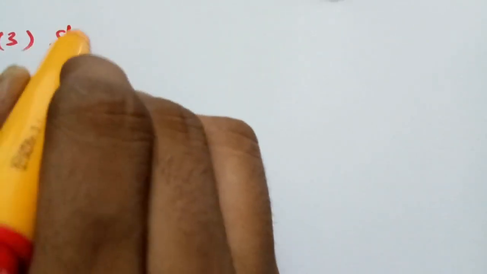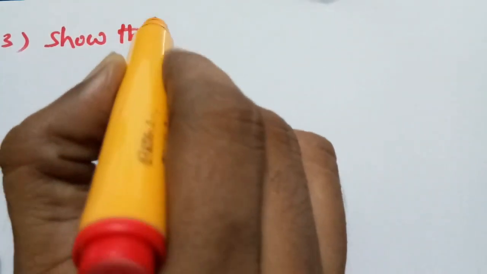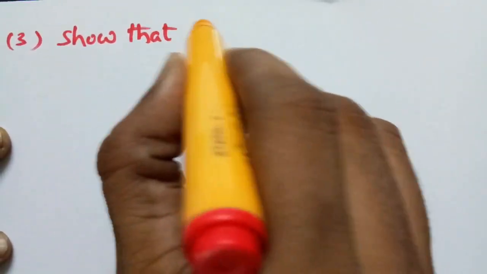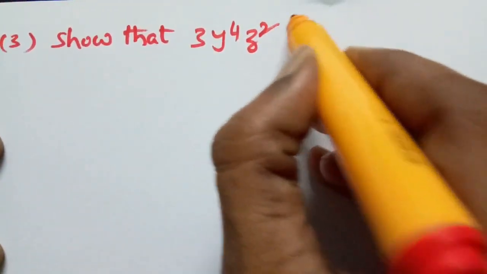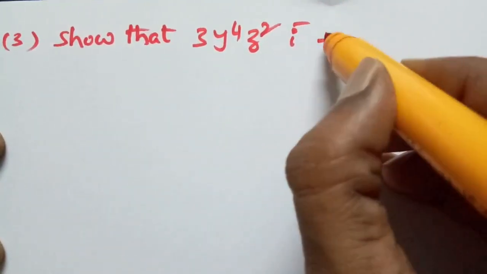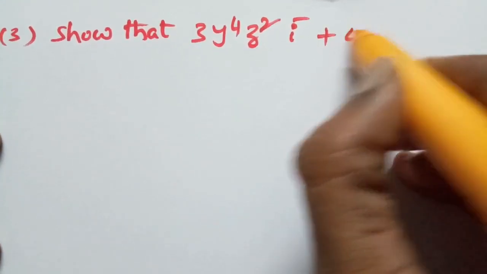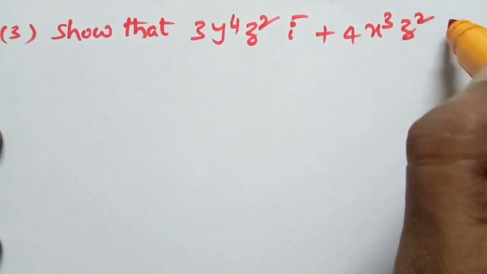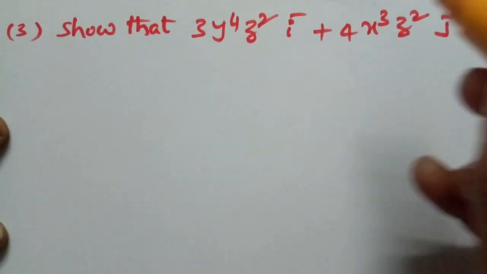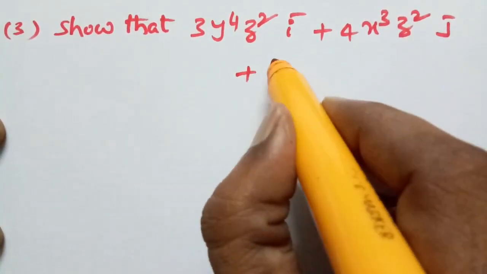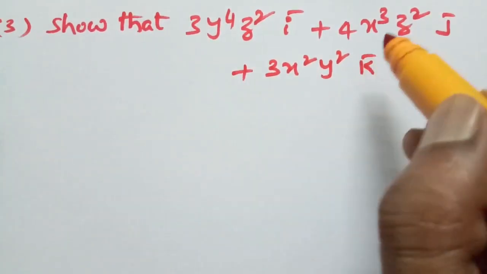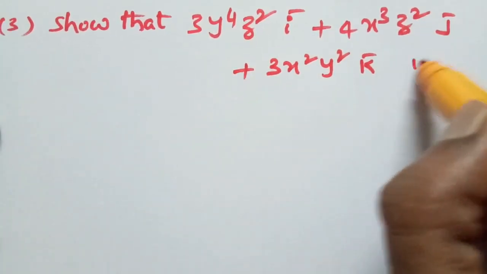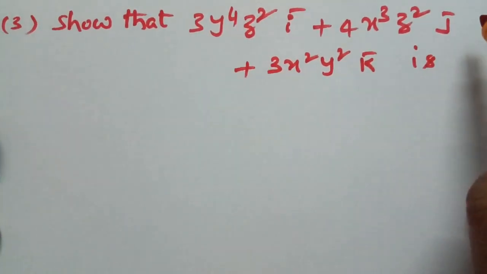Next, third one, show that 3y to the power of 4 into z square i bar plus 4x cube z square j bar plus 3x square y square k bar is a solenoidal vector.